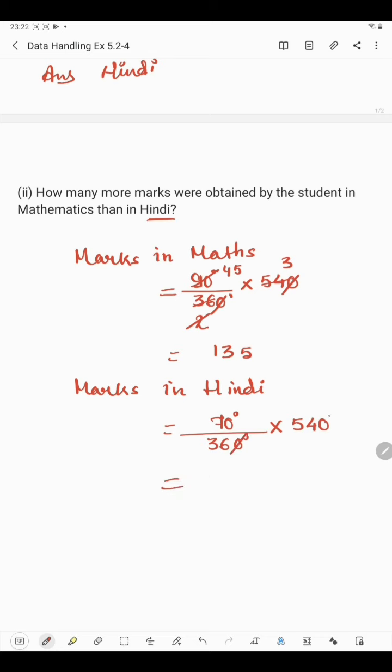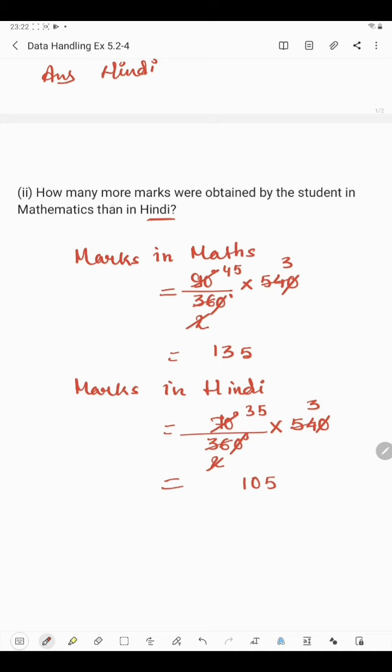Now the zeros will be cancelled again. 18 2s are 36, 18 3s are 54. Now 2 1s are 2, 2 35s are 70. Now 35 multiplied by 3: 3 5s are 15, 3 3s are 9, 9 plus 1 is 10. So marks in Hindi is 105.